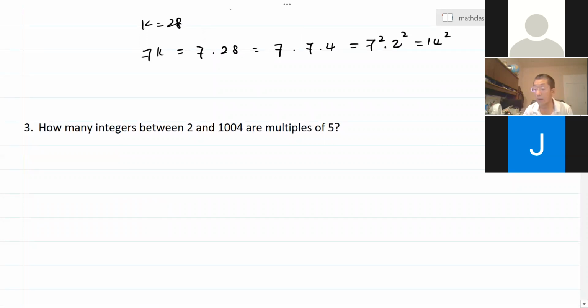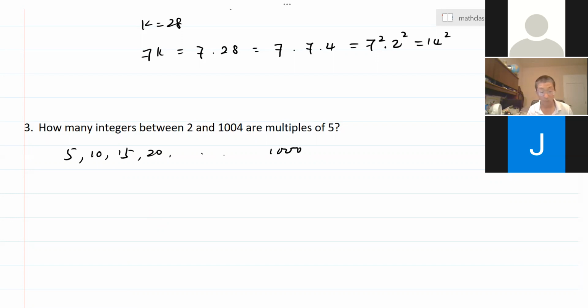So multiples of 5, there are a couple ways to do it. If you want to do it more directly without solving inequalities, you can say multiples of 5: 5, 10, 15, 20, all the way to, I think, 1,000. You just need to find a way to count how many numbers there are.